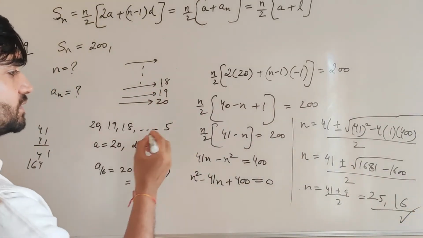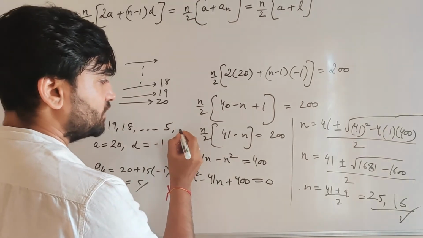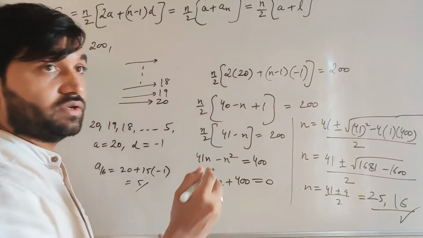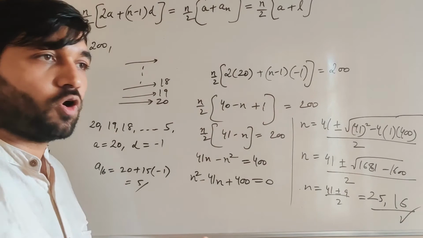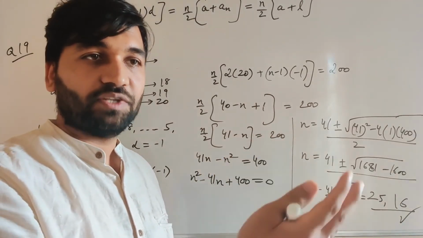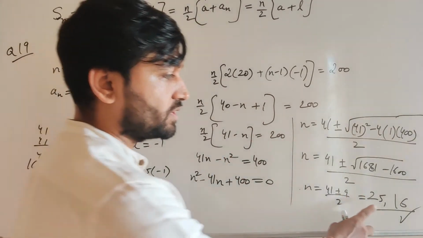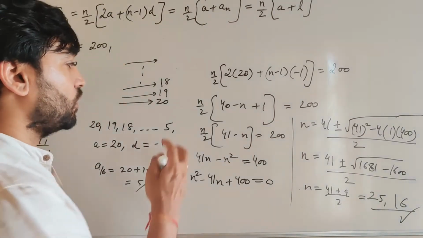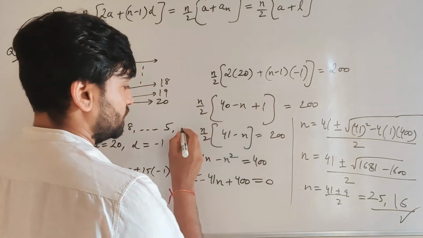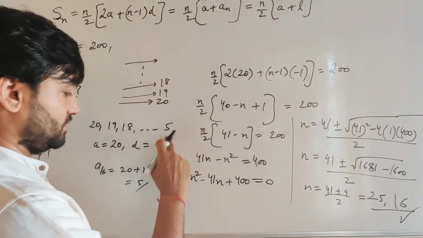Now what happens from here? It will reduce to 4, 3, 2, 1. But of course, the number of logs cannot become minus 1, minus 2, minus 3. So that is why this 25 you're getting. What happens here? Let's say if I continue. So this is n equals 16. Correct?